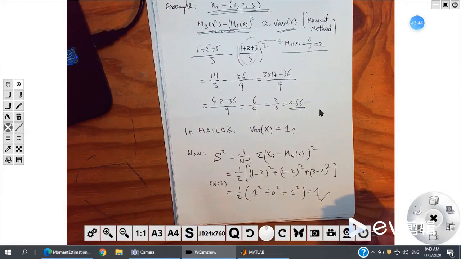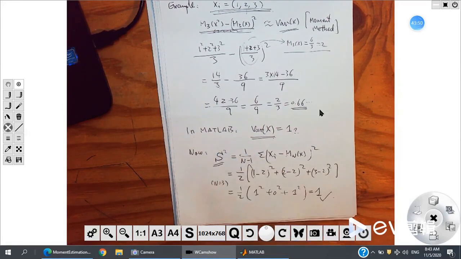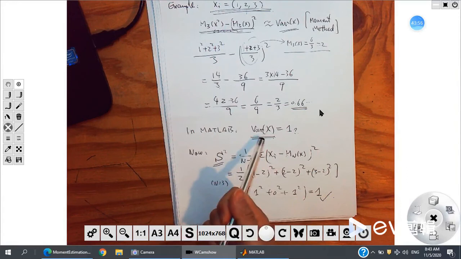You got it? So in MATLAB, variance of x is just s squared. Yeah, I use this to check. Right? I use this example. You can see the variance of x. Use the MATLAB function. It is just this one.